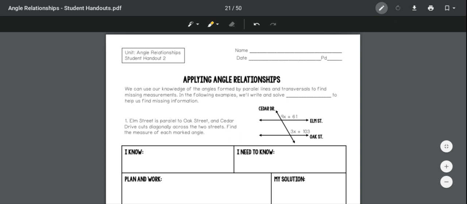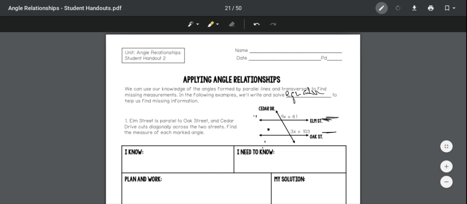Okay, now we are going to apply what we learned about the angle relationships and solve equations and solve for x and angle measures. So we're going to write and solve equations to help us find missing info. Number one tells us Elm Street and Oak are parallel, and they're cut by this transversal of Cedar Drive. So remember, this is the interior, this is the exterior parts. So you have to find the measure of each marked angle.